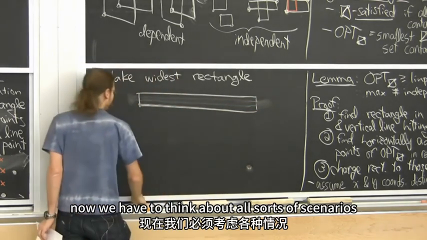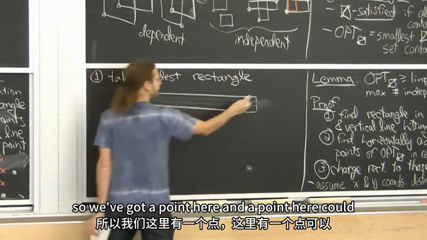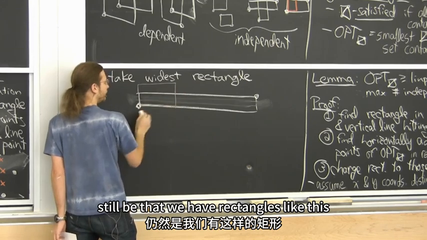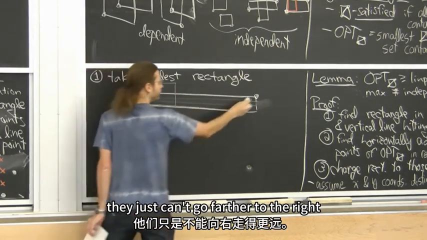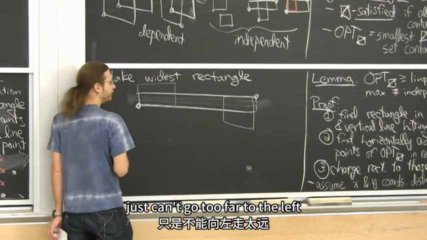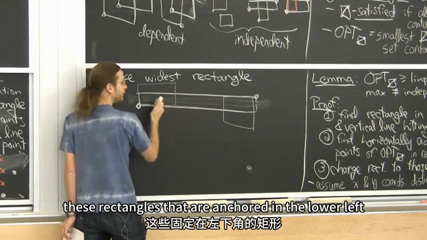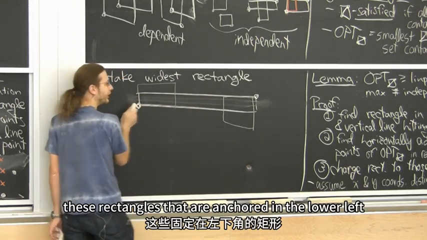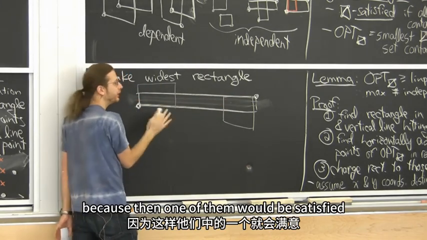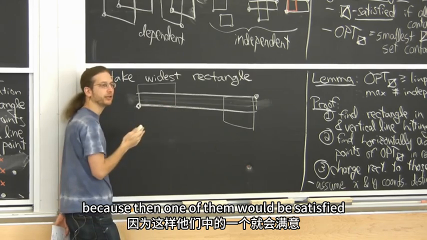Now we have to think about all sorts of scenarios. So we've got a point here and a point here. Could still be that we have rectangles like this. They just can't go farther to the right. Could be we have rectangles that go like this. Just can't go too far to the left. They also can't, these rectangles that are anchored in the lower left and these rectangles that are anchored in the upper right can't touch each other because then one of them would be satisfied.